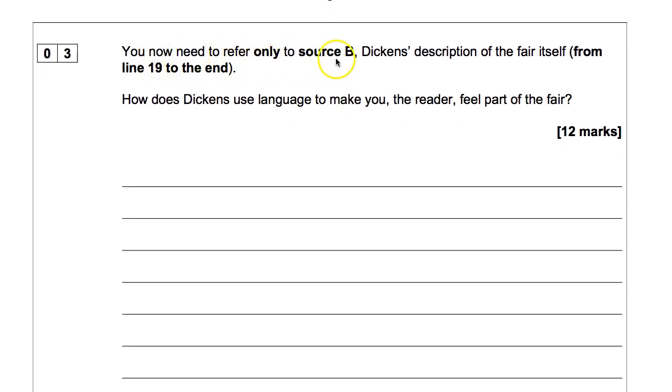need to refer only to source B, Dickens' description of the fair itself, from line 19 to the end. Well, actually, my exam tactics are going to be to do that question first, because then I only have to think about source B. After question 3, I'll know all of source B probably, and part of source A. I can't afford just to read from line 19 to the end, because there may be a lot of exposition, a lot of information to understand at the beginning of source B. So I know I've got to read the whole of that text.